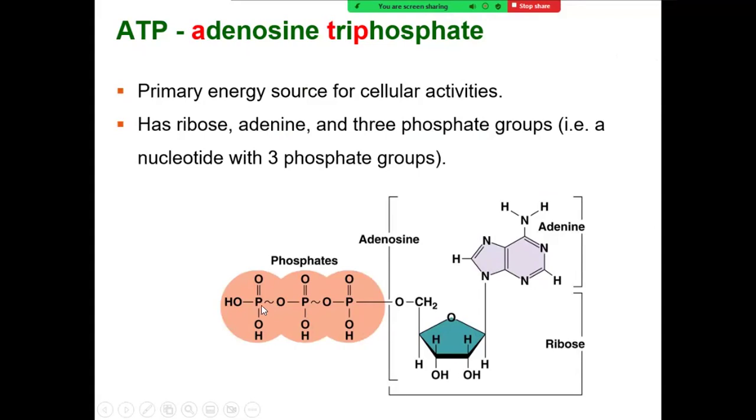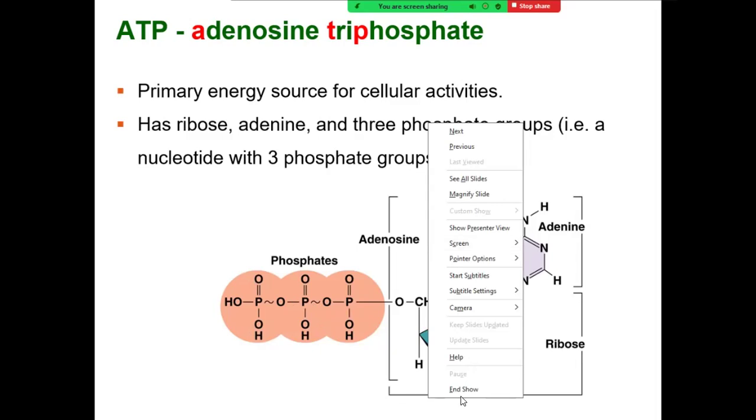This phosphate with the squiggly line is a high energy bond. The second phosphate is also a high energy bond. And if the cell needs energy, it can break this bond, and that will release a lot of energy that the cell can then use for its energy needs. If the cell still needs energy, it can then break that phosphate bond and get more energy. Any question about any of that?